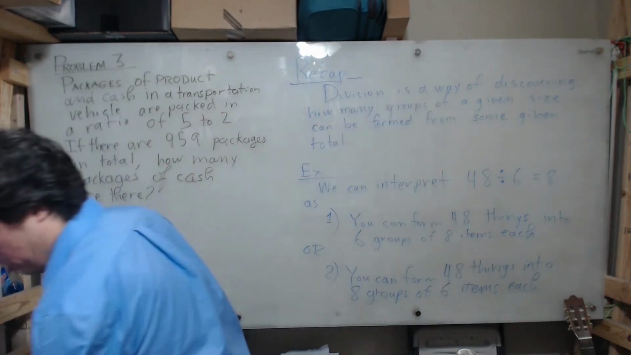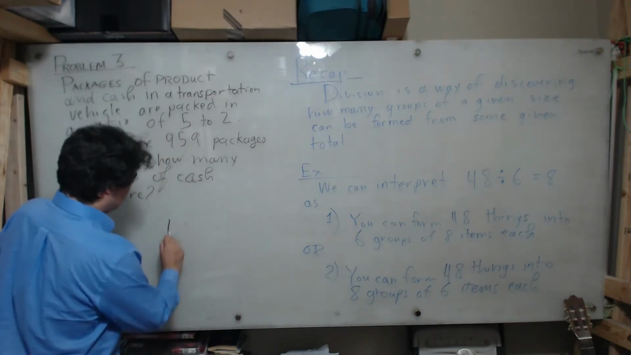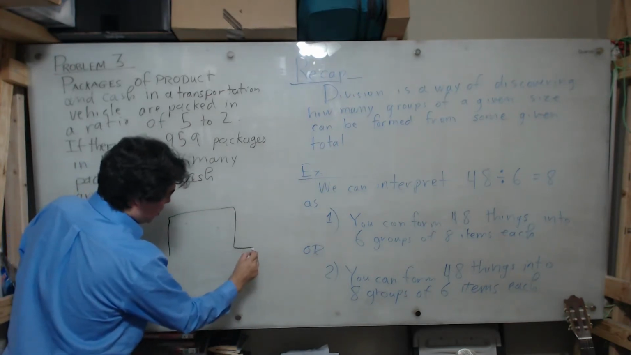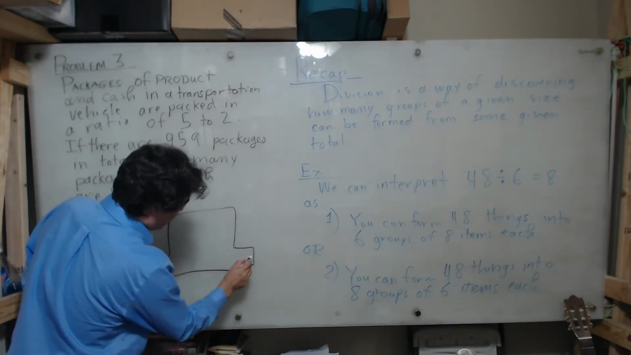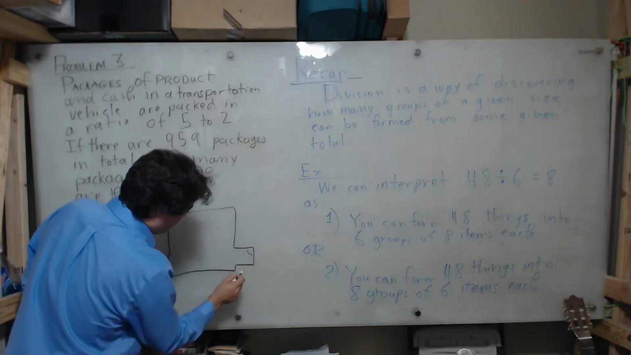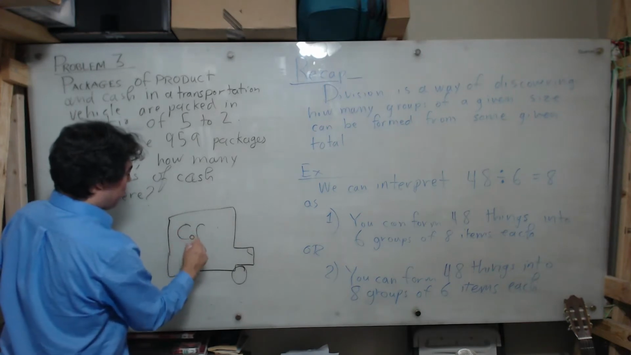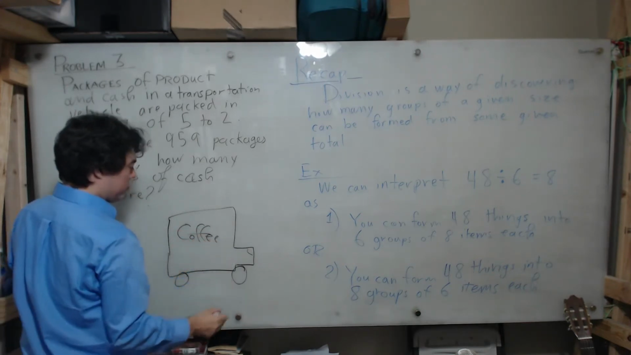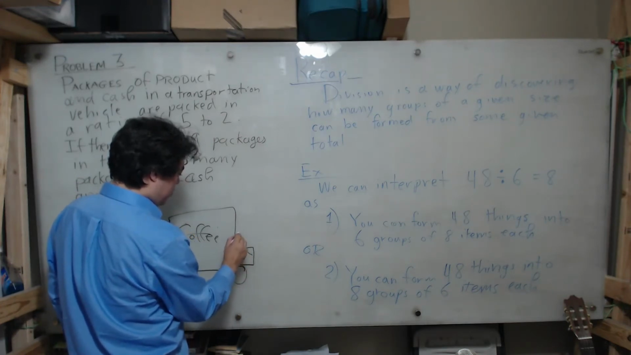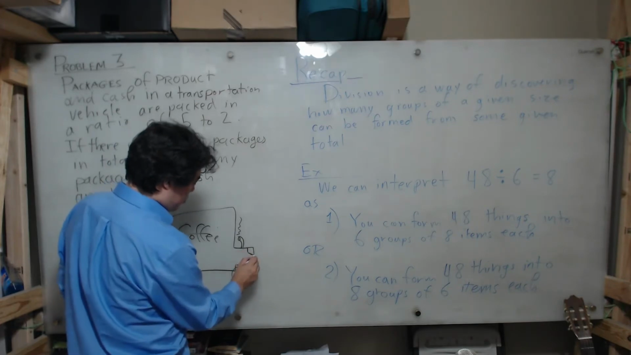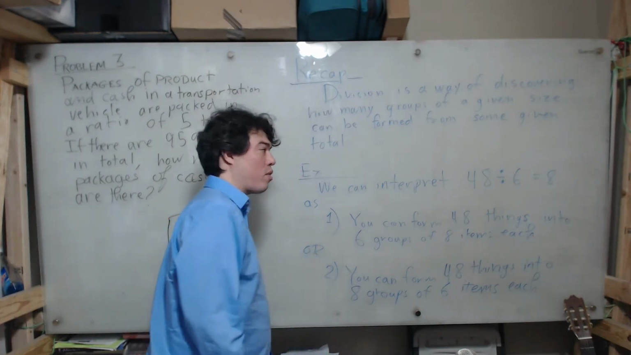Let me briefly do a little drawing here just to capture what's happening. This is the transportation vehicle, of course. You know, something like this, with a window and a wheel here. Huge wheel here. And on the side probably says coffee or something, you know. Okay, so this is our problem.